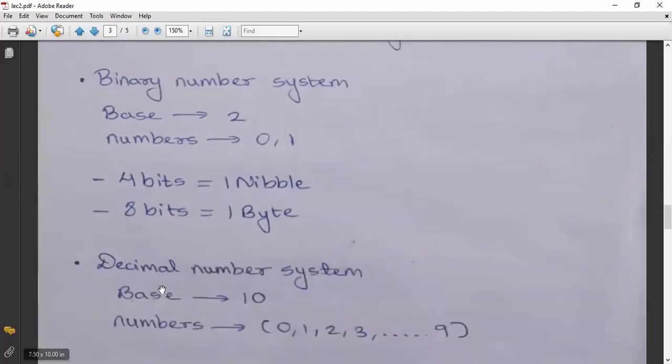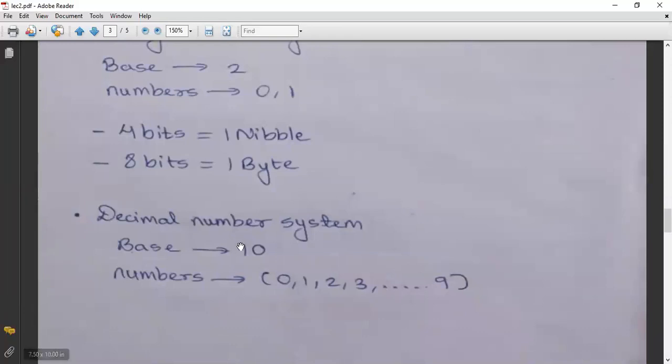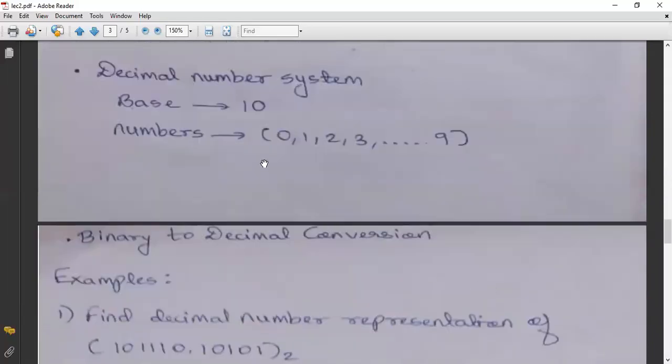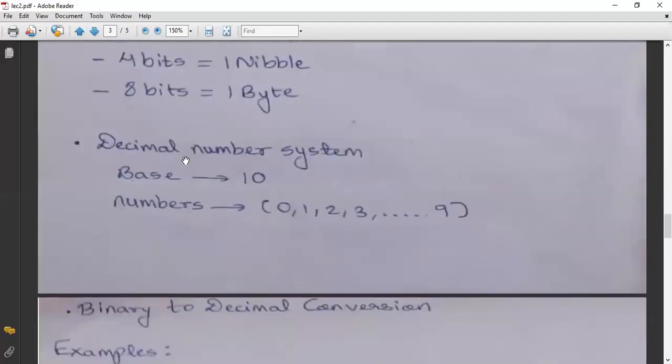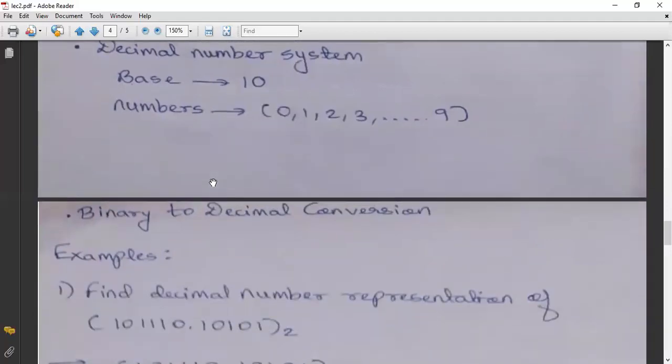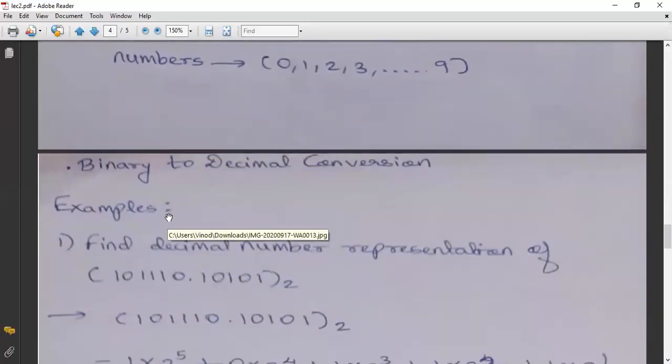Now let us see what the decimal number system is. The base of the decimal number system is always 10 and the numbers included are 0, 1, 2, 3 up to 9, that is 0 to 9. Now let us understand these two number systems in more detail by considering some examples. Let us first start with the conversion of binary to decimal.